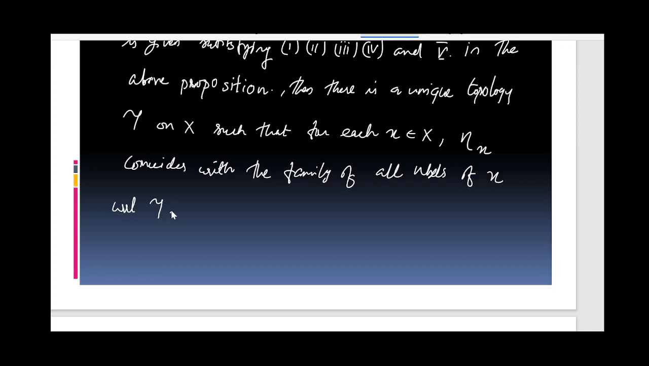That is, if a system of neighborhoods of x is given which satisfies these conditions that we have mentioned above, then we want to prove that there exists a unique topology tau on X such that for each x belongs to our topological space X, our eta x will coincide with the family of all neighborhoods of x with respect to this topology. Let us see how we can prove it.